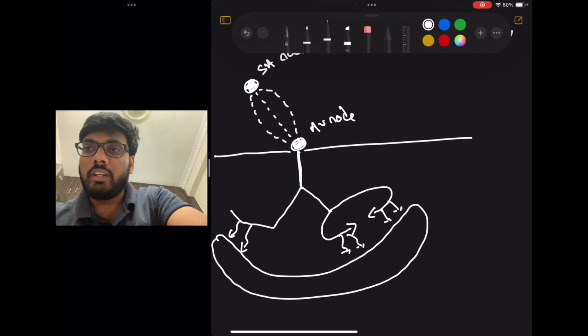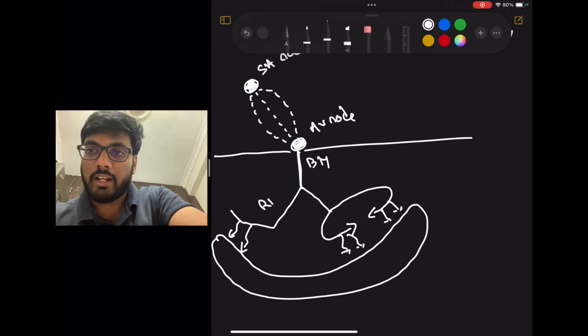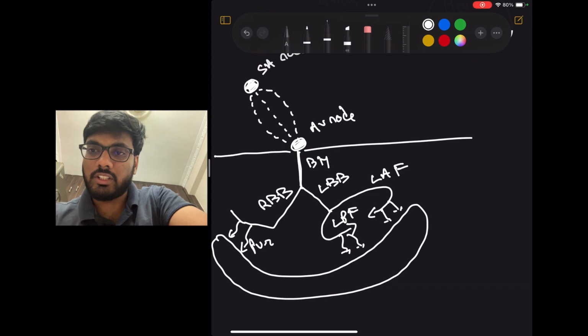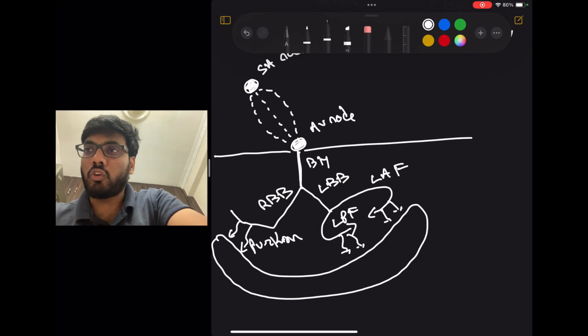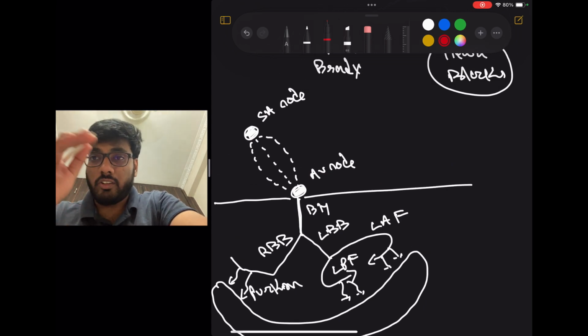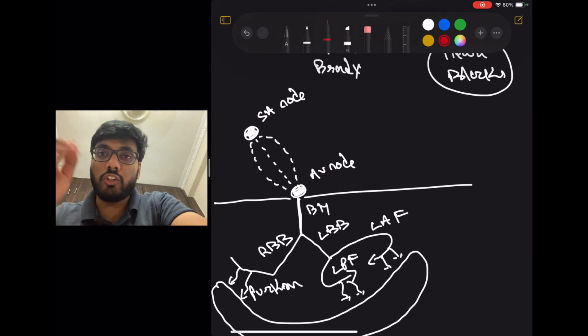Okay, here we have the bundle of His, here we have the right bundle branch, here we have the left bundle branch, here we have the left anterior fascicle, this is the left posterior fascicle. These are Purkinje fibers. Okay, so what is heart block? Block in the conduction system of the heart can occur at any of these parts, that is, any part of the conduction system can be involved.